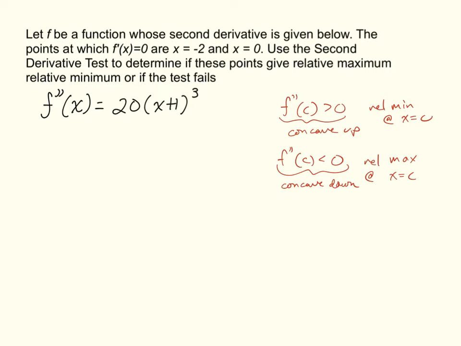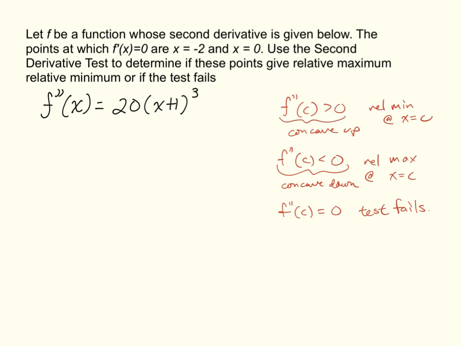And lastly, if f double prime of a critical value is 0, then all we can say in this situation is that the test fails. There is not a first derivative to go back to in order to use the first derivative test. If we had the original function given to us and we found the first derivative and the critical values and we found that the second derivative test fails, we would have the first derivative to go back to and use the first derivative test. But in this situation, we can only say that the test fails.